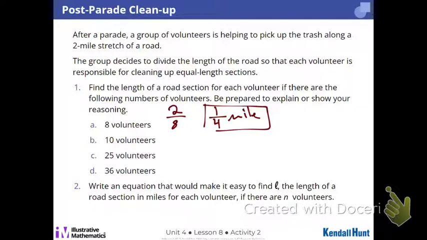All right, 10 volunteers. Who can tell me what they did? Vinny? 0.2 miles. Okay, but I said what did you do, not what you got. 2 miles divided by the 10 volunteers. And I did this, I like fractions. Yeah, me too. So I got 1/5 of a mile, which would be 2/10. 25 volunteers. Ryan, what'd you do? 0.08. I divided 2 by 25.